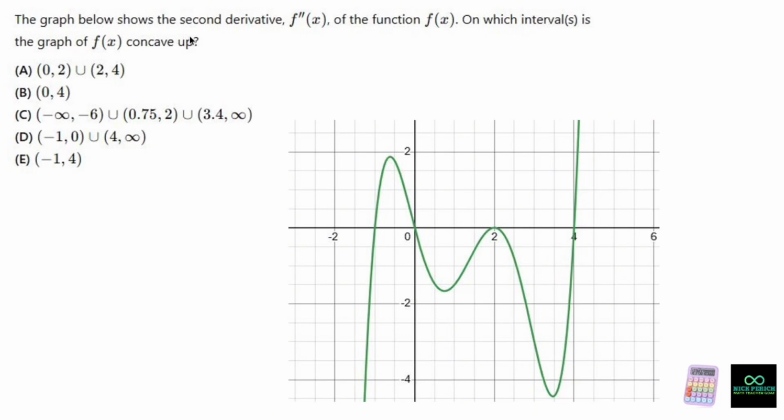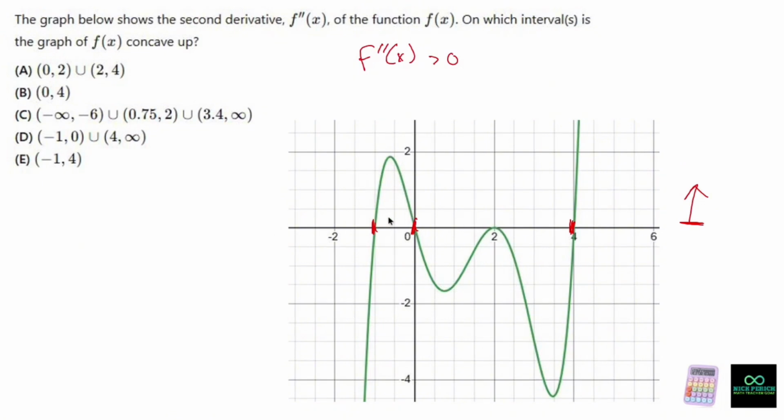The graph below shows the second derivative, f double prime of x, of the function f of x. On which interval or intervals is the graph of f of x concave up? Well, this is a calculator problem that doesn't need a calculator. If it's concave up, that means the second derivative is going to be positive. And if this is the graph of the second derivative, we care about where it is positive. In other words, everything above the x-axis, which happens between here and here, and from here on forever.